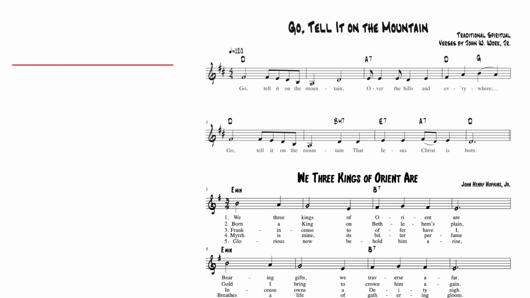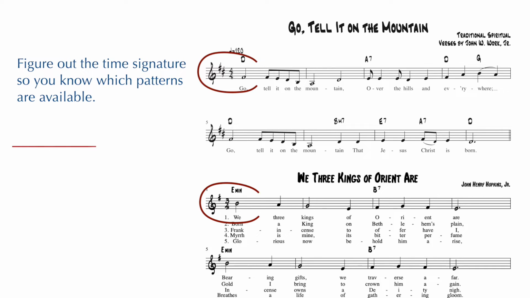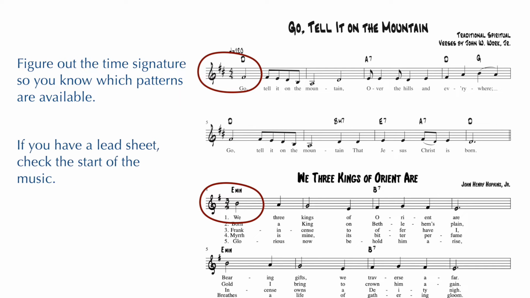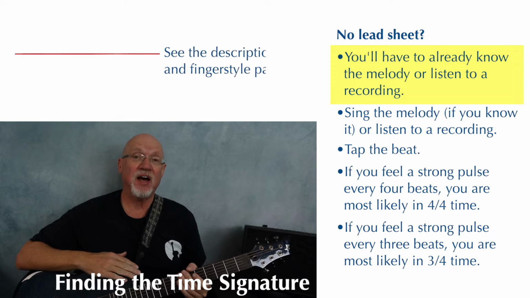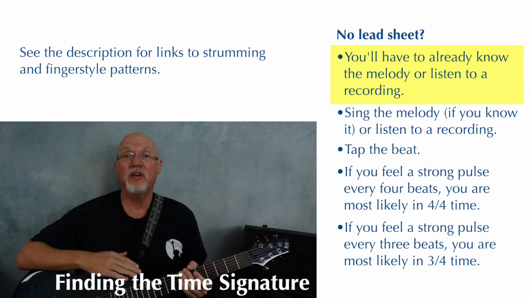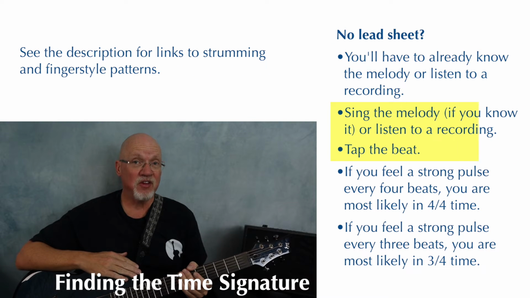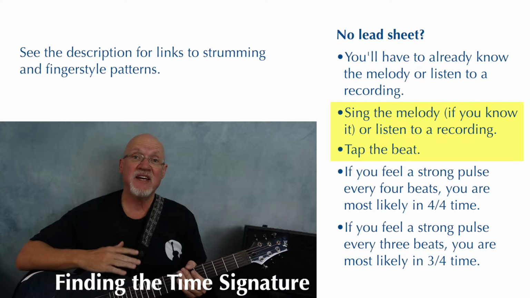Once you know a few fingerstyle patterns, the first thing you want to do is figure out what time signature your song is in. If you have a lead sheet, all you have to do is check the start of the music. If you don't have a lead sheet, you'll either have to already know the melody or you'll need a recording. Either sing the melody or listen to the recording and tap along.